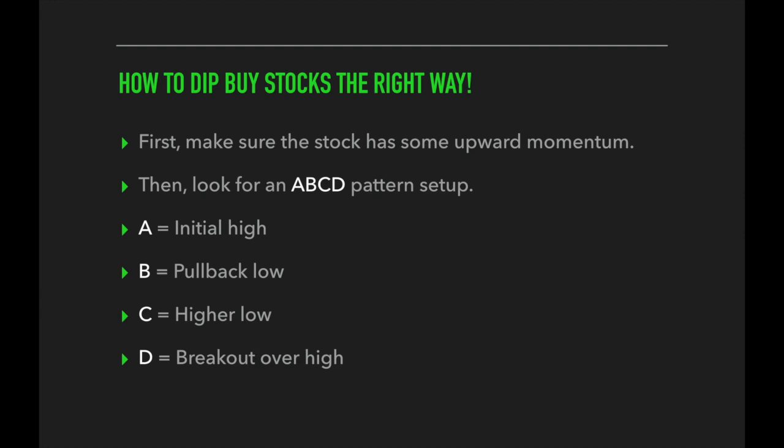The next point is point B, which is the low point of that pullback. From B, it bounces back up a little bit, and then at point C we see a higher low. So we want C to be slightly above point B. Ideally from there, if the pattern is going to break out and continue upwards, we'll see the breakout at point D, which is a move over the previous high of point A.